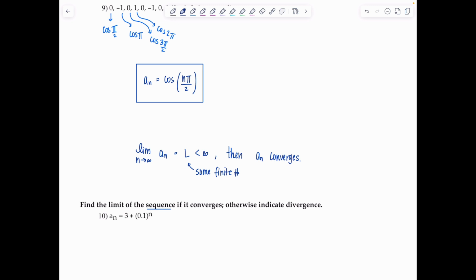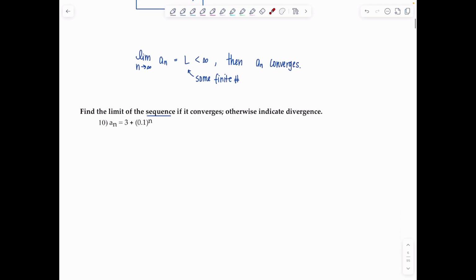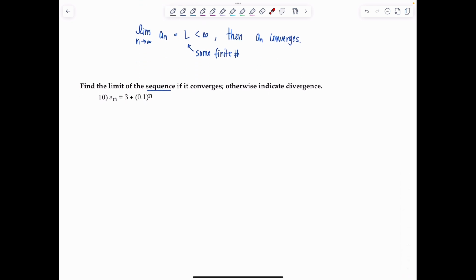So sequences are very different than series. For testing convergence or divergence of a sequence, all you do is one thing. You take the limit. That's all you do, okay? There's no tests, okay? Good. So here we go. Find the limit of the sequence if it converges. Otherwise, indicate divergence. So what do?